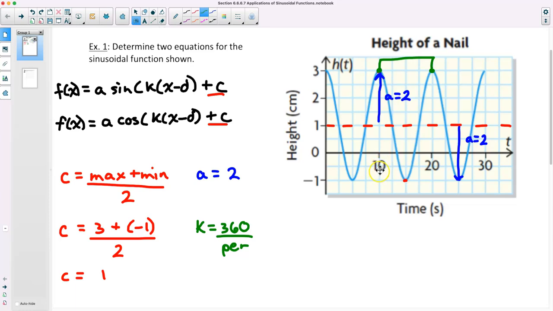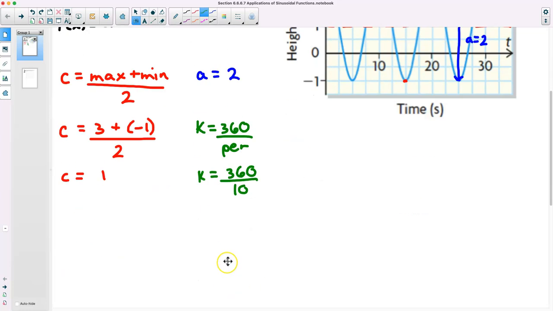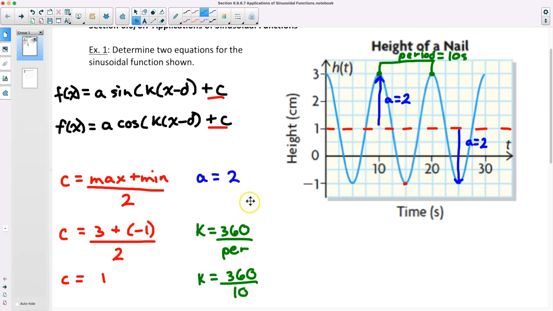So if we go from 10 seconds to 20 seconds, that means that the period in this case is going to be 10 seconds. Okay, this is 10 to 20. So we can find k if we do k equals 360 divided by 10, and that's going to be a k value of 36. So now the phase shift, this value of d inside here, is what's going to change depending on whether we're looking at sine or cos.